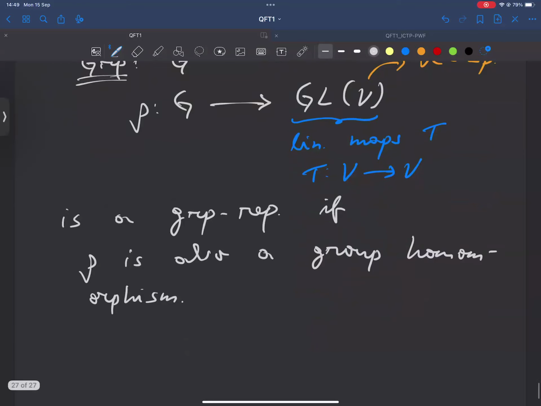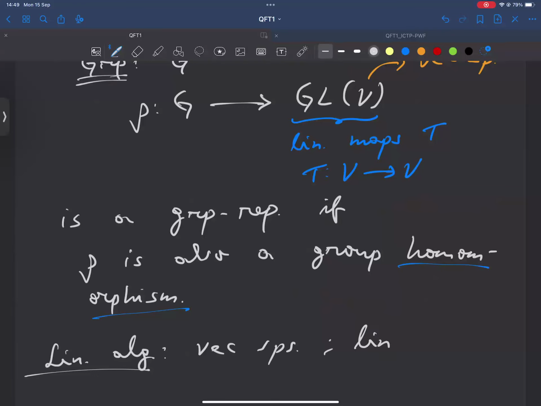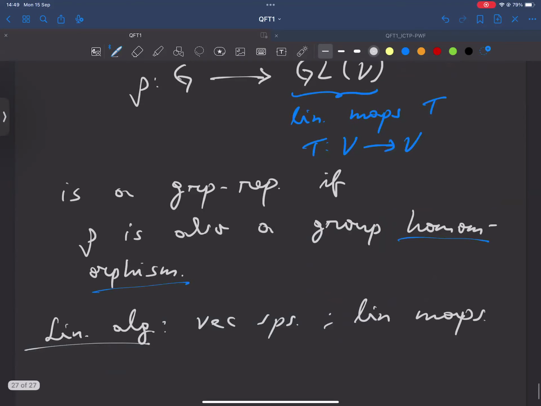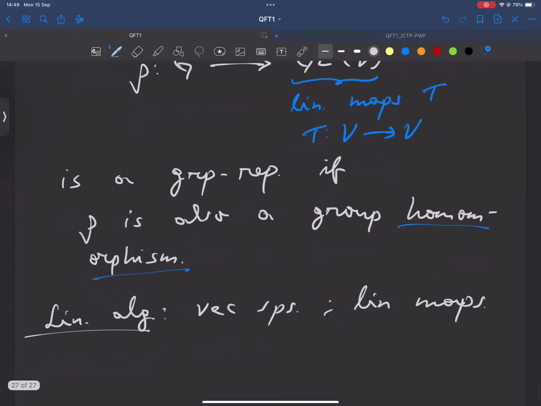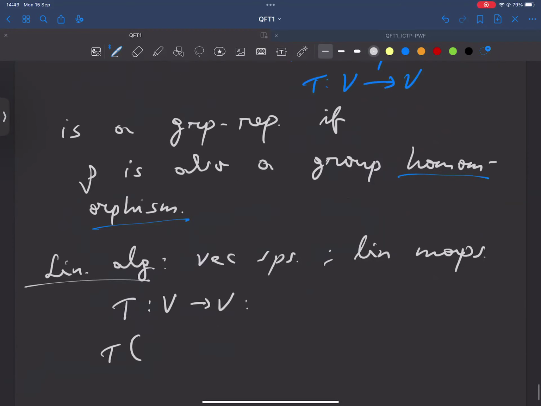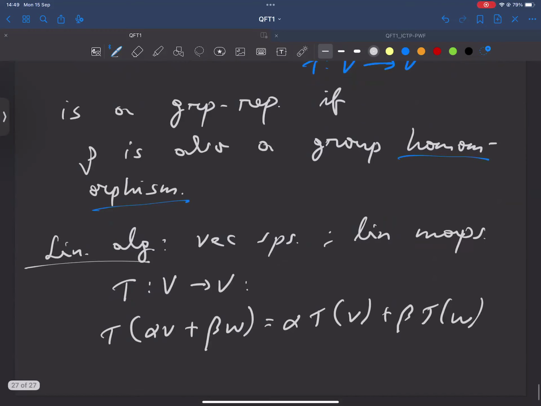So let's understand what homomorphism is. You know that when you are studying linear algebra, you study vector spaces, okay? Then you study linear maps. But why do you study linear maps? Because linear maps preserve the vector space structure, right? For instance, a linear map from V to V has this property, right? T of alpha V plus beta W is alpha times T of V plus beta times T of W. Okay. So linear maps are maps which preserve linearity or the structure of the linear algebra.